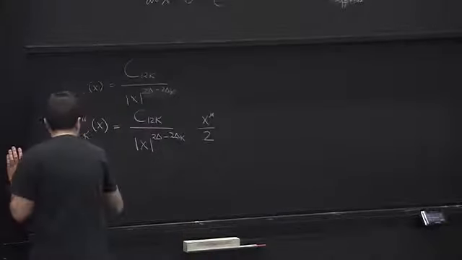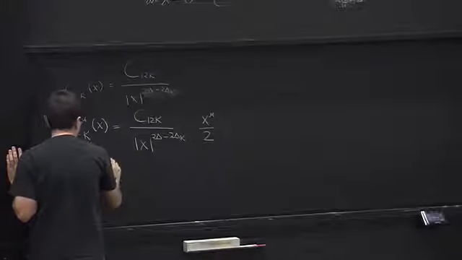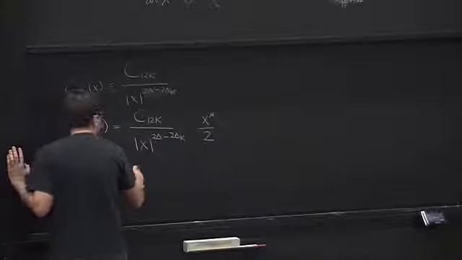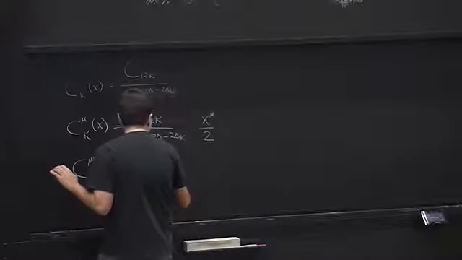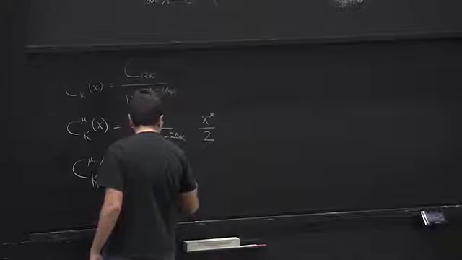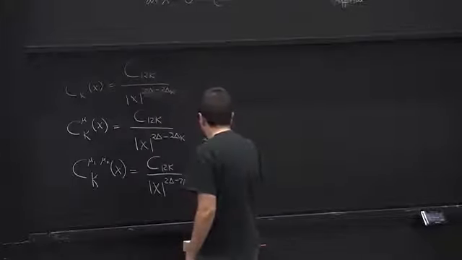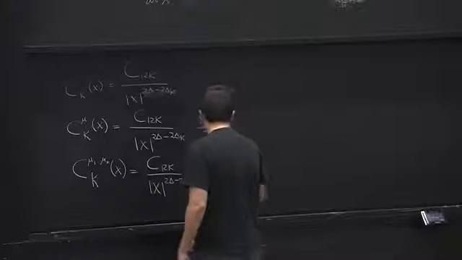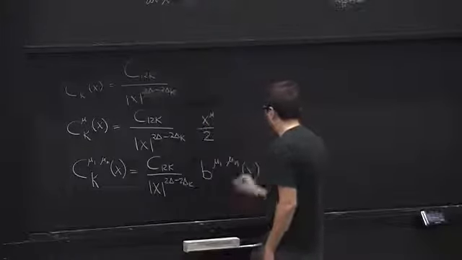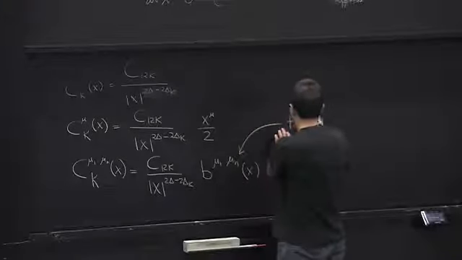And in general, what is easy to see is that if you have general mu_1 to mu_n of x, this will be equal to C_12k divided by absolute value of x to the power 2 delta minus 2 delta_k, and then some general tensor B, mu_1 up to mu_n, that is a function of x. But this tensor here is totally fixed by conformal symmetry.